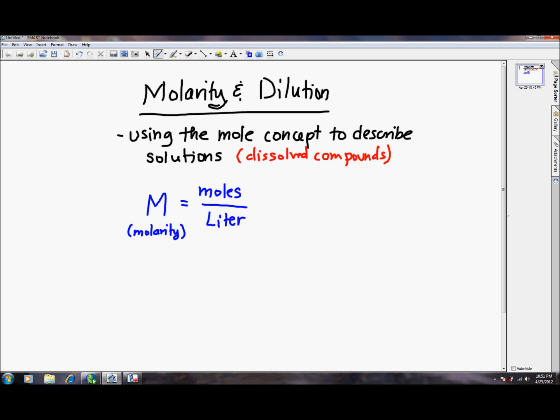This is our formula. Now, the trick to remember is that this is not grams per liter. However, almost all molarity problems are going to give you grams, because that's how we measure out substances, we weigh them out. So you are going to have to convert from moles to grams or grams to moles. Okay, let's look at an example problem for molarity.